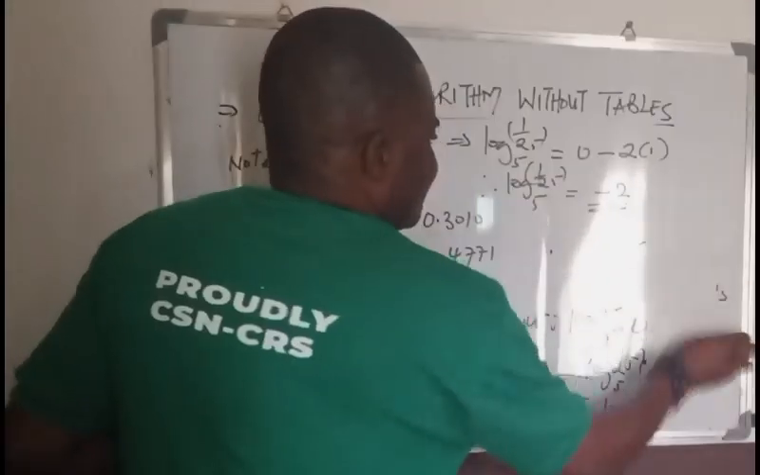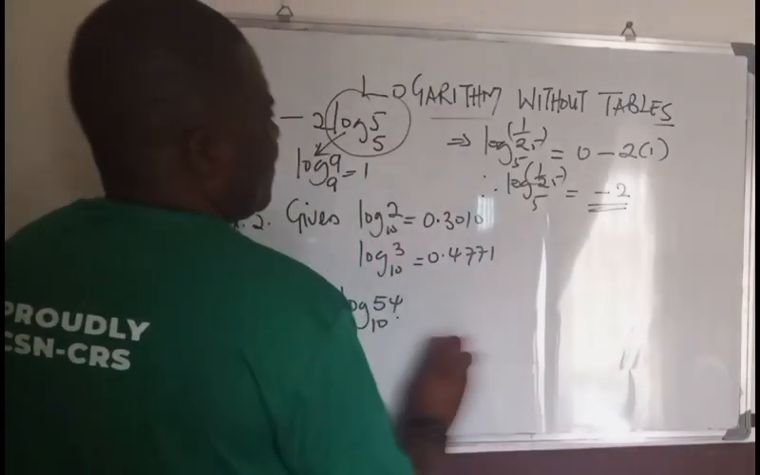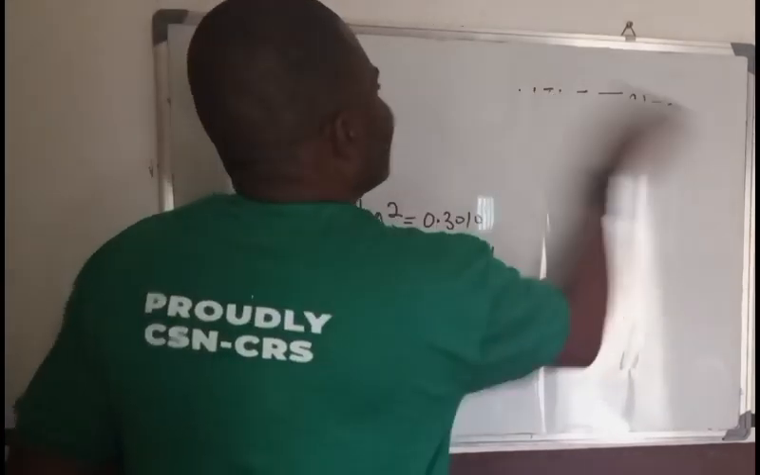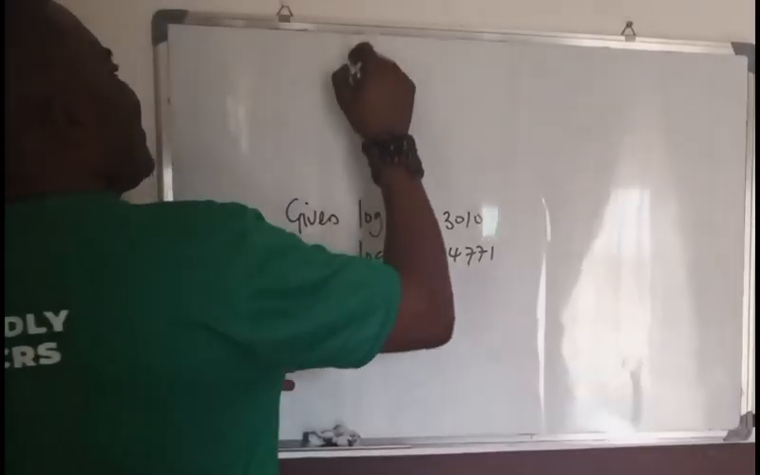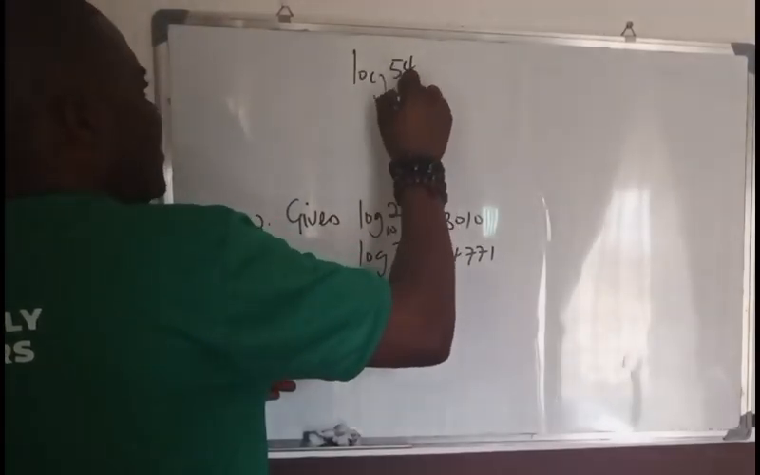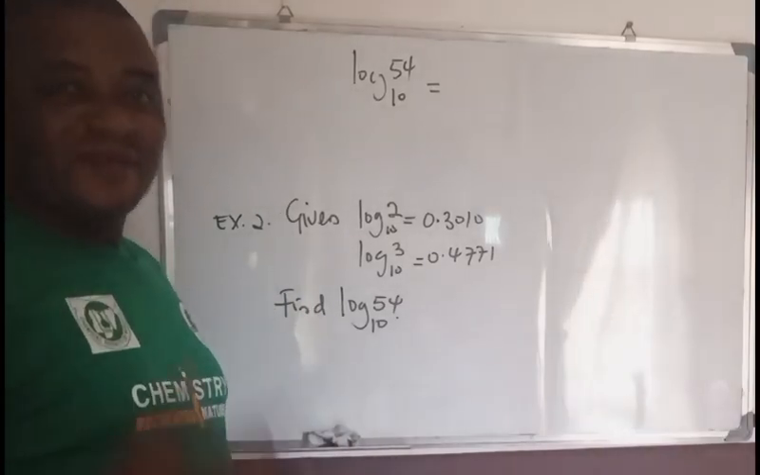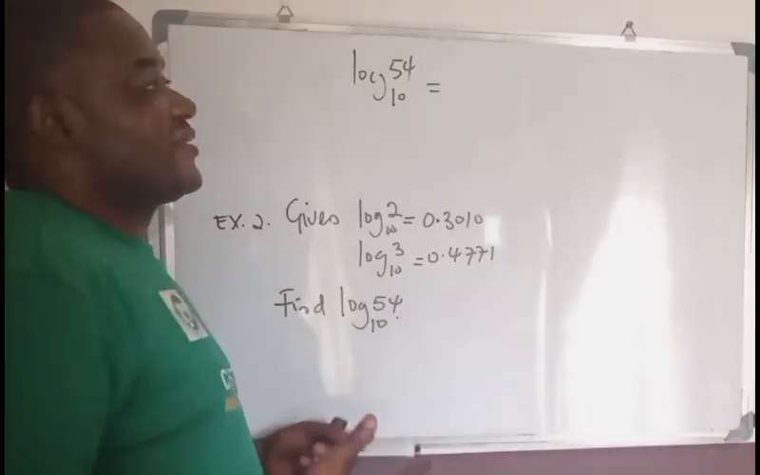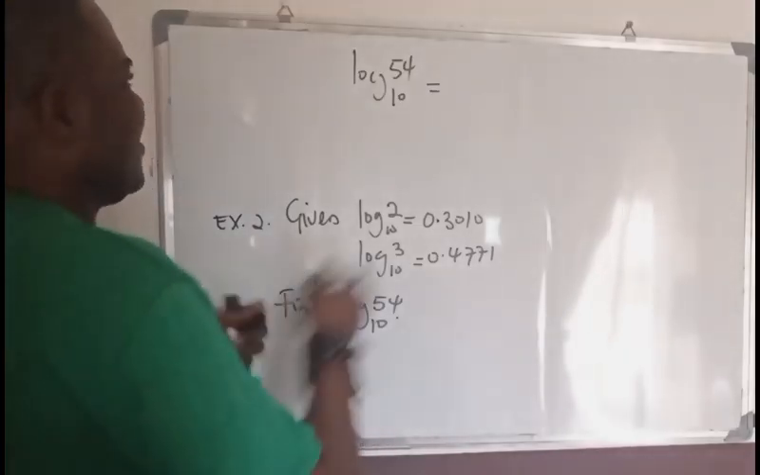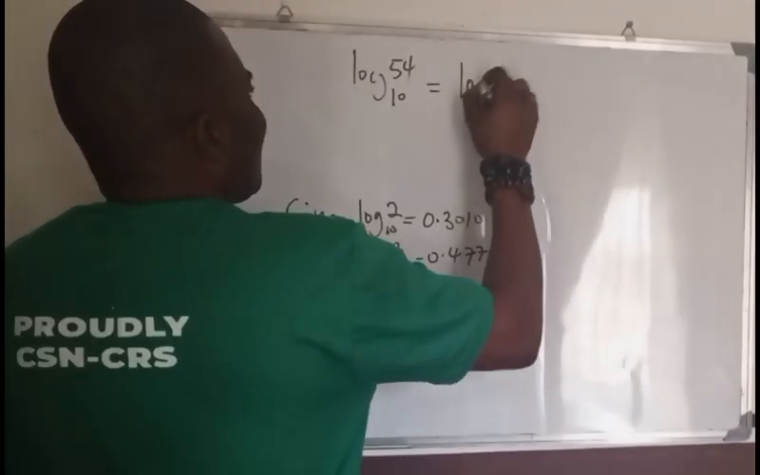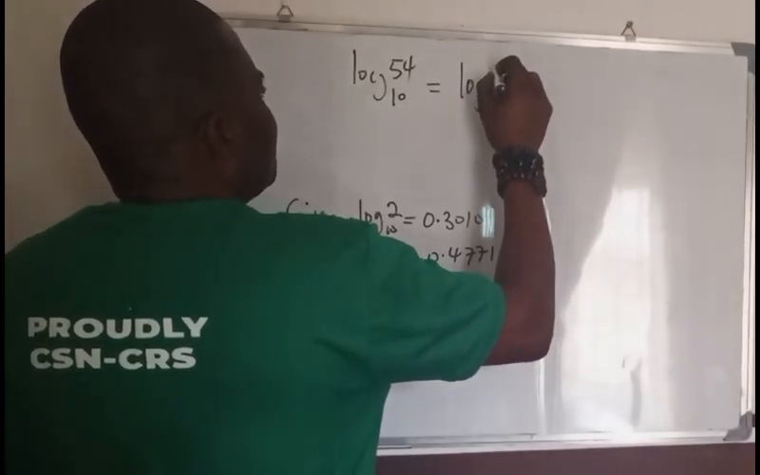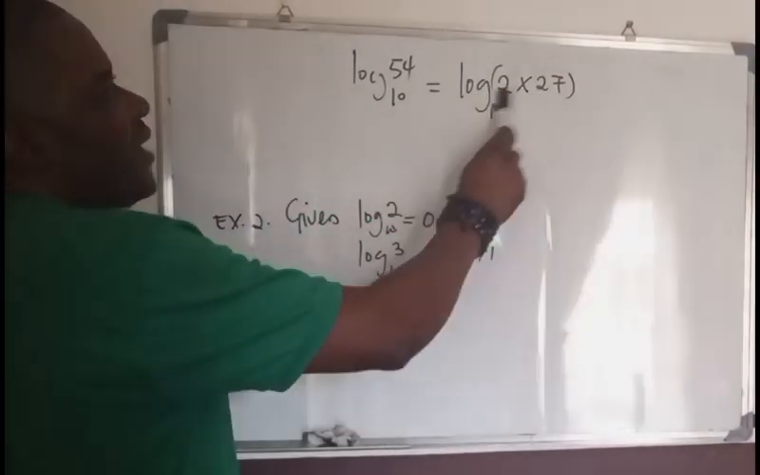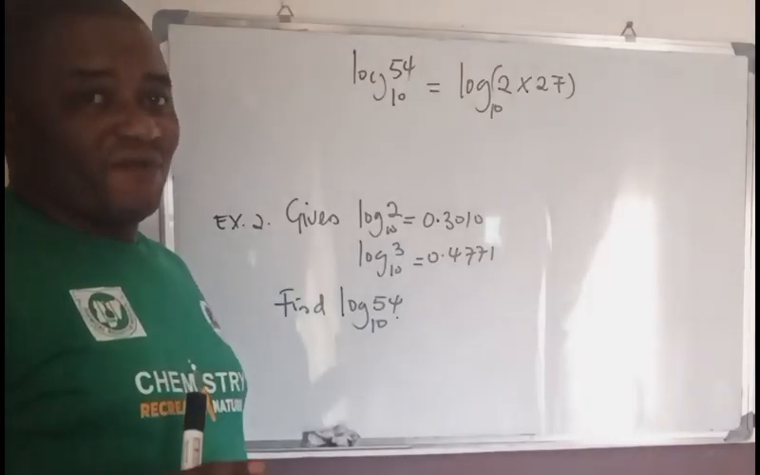I'm going to clean this. Let's see how this works. Okay. We are given log 54 base 10. Do you know that 2 times 27 is 54? Is it not so? 27 plus 27 should give you 54. So it means that we can have here log of 2 times 27 base 10. It's possible because 2 times 27 is 54.